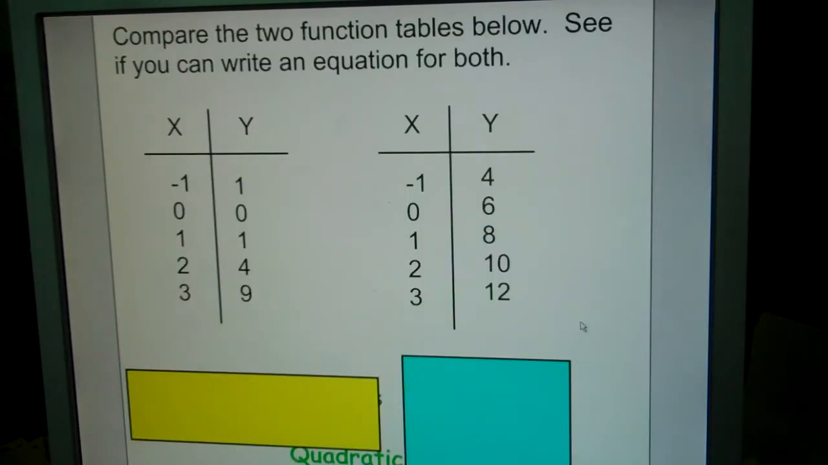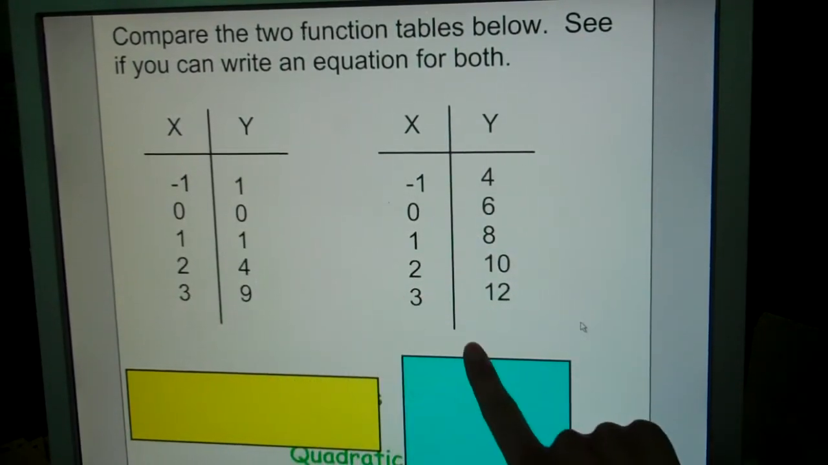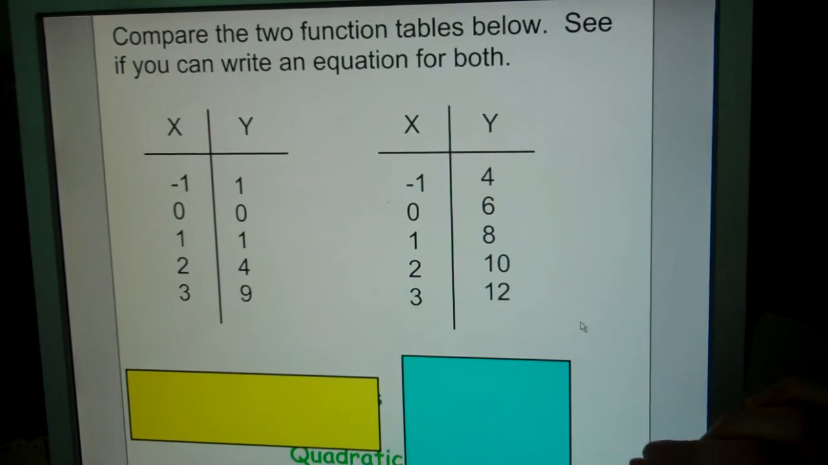You can see all that? Perfect. Compare the two function tables below. See if you can write an equation for both. So here's what I want you to do. I want you to pause this, and I want you to copy down both function tables. And I want you to see if you can write the equation. One of them, you're going to be able to write the equation pretty quick. No big deal. The other might take a little bit of work. So pause, and then come back.